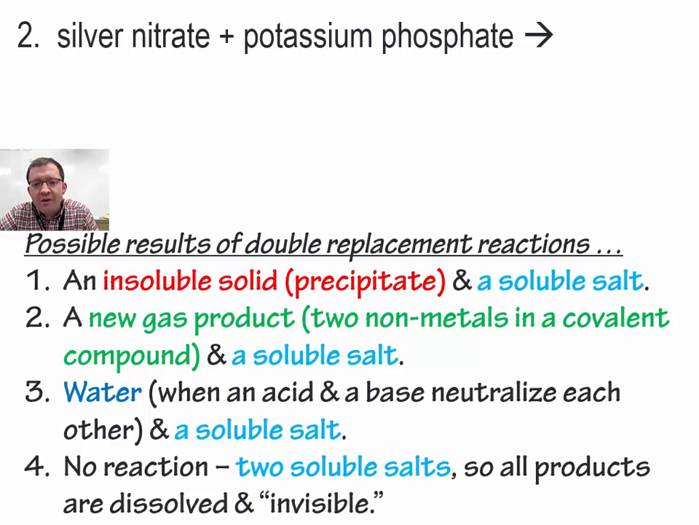First of all, with these, as always, remember, I want you to be thinking about the names, but also then turning those into eventually formulas. With double replacement reactions, it's really easy with names to put them together. So silver will combine with phosphate, and potassium will combine with nitrate.